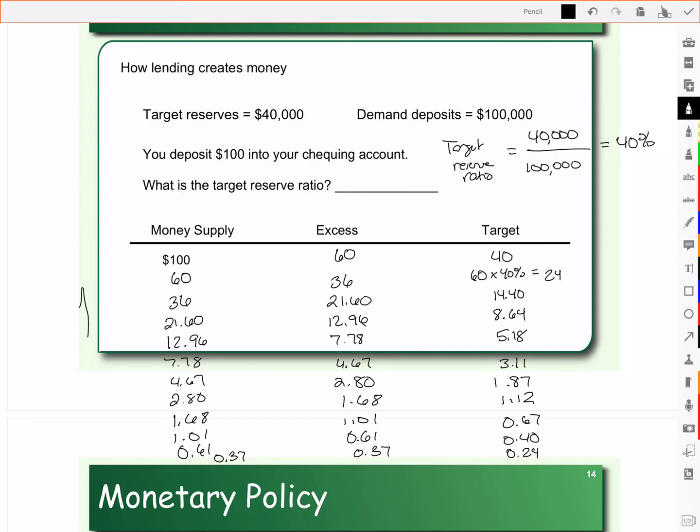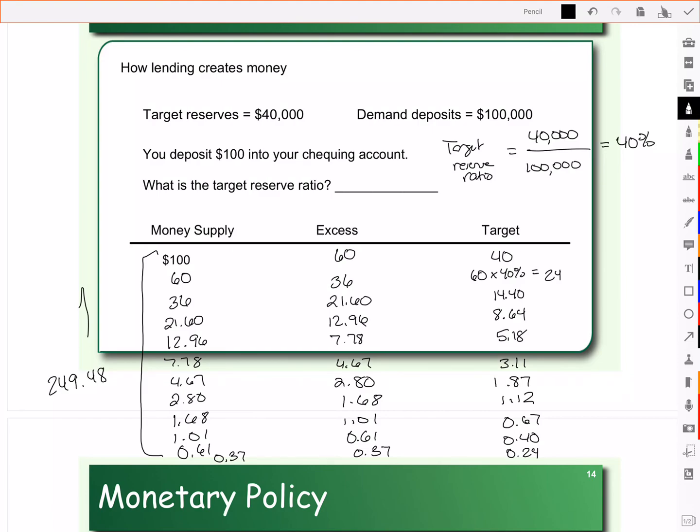Well, let's take a moment and add up all of that money that has been lent out plus the initial $100. So we're taking 100 plus 60 plus 36 plus 21.60 plus 12.96 plus 7.78 plus 4.67 plus 2.80 plus 1.68 plus $1.01 plus 61 cents plus 37 cents. And if you kept going, you'd probably have a couple more pennies there too. And you find this total is about $249.48.